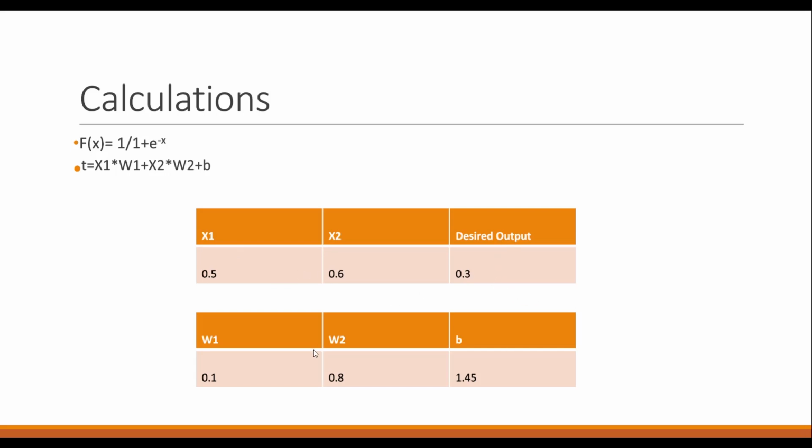Now we will assume the final values for bias and weights. So we have considered w1 as 0.1, w2 as 0.8, and assume the bias value to be 1.45. Now let us train the network and check how the network will predict the result of the sample based on the given arguments. Training has two phases. The first one is forward and the other one is backward.